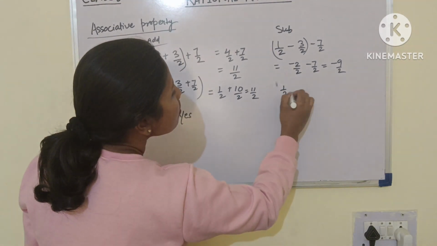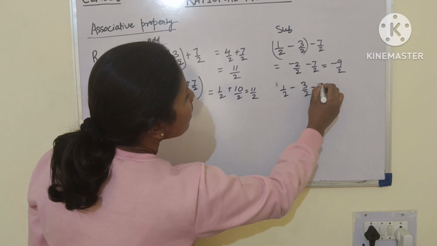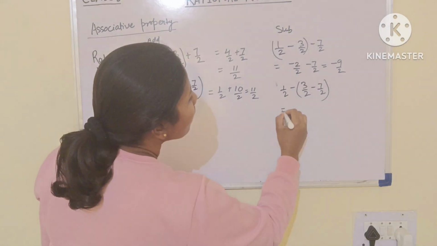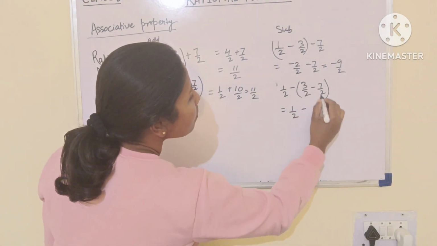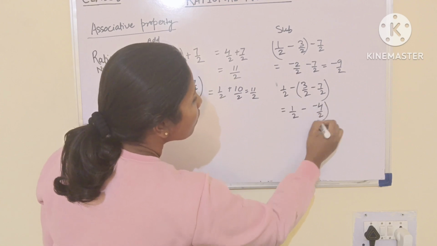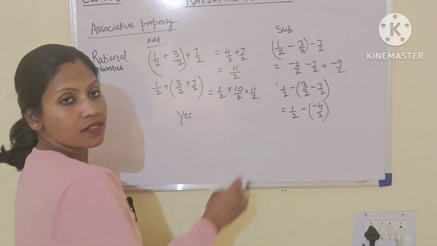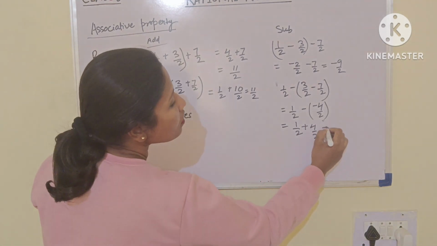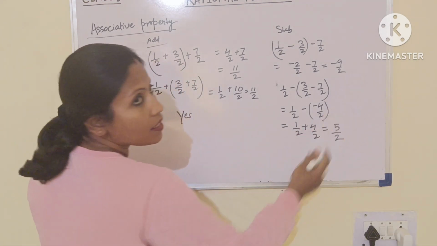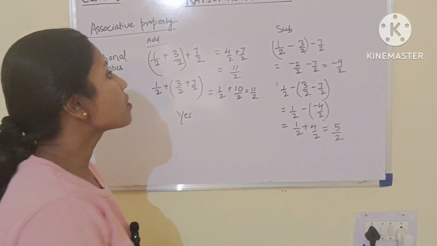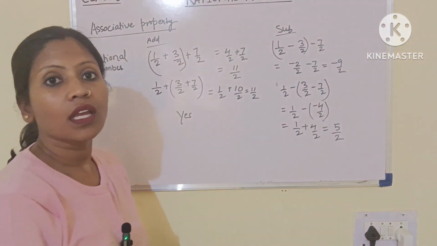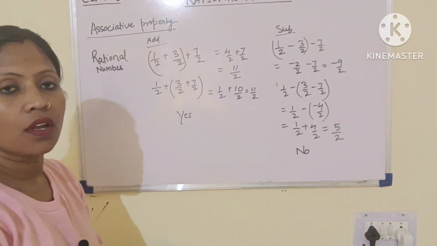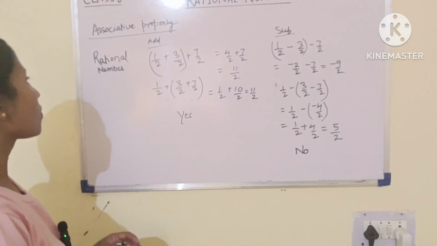Now let's change the group. 3 by 2 minus 7 by 2. Okay. So here what will I get? 1 by 2 minus of this will give you minus 4 by 2. Correct? 3 minus 7, minus 4 by 2. So it will give you 1 by 2 plus 4 by 2. This is 5 by 2. So here it's a minus 9 by 2. Here it's a 5 by 2. So in the subtraction, the result is not same if we are grouping differently. So in the subtraction case, this is not followed for rational numbers also.